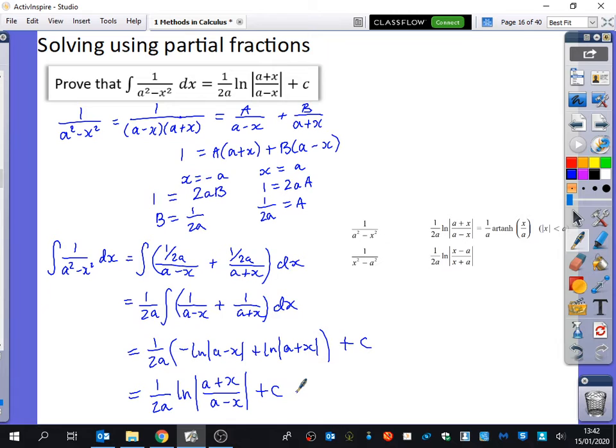So when you can use partial fractions, why not? It's good for a proof. Which of them are given in the formula book? I'll give you a formula book now and you can have a look.